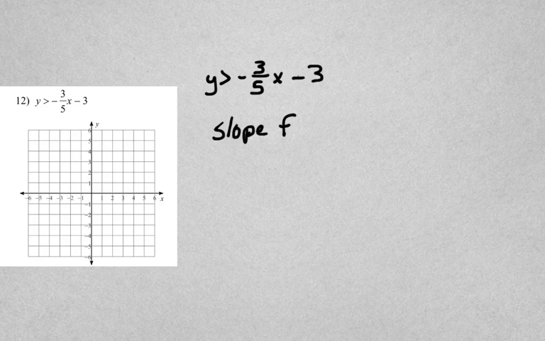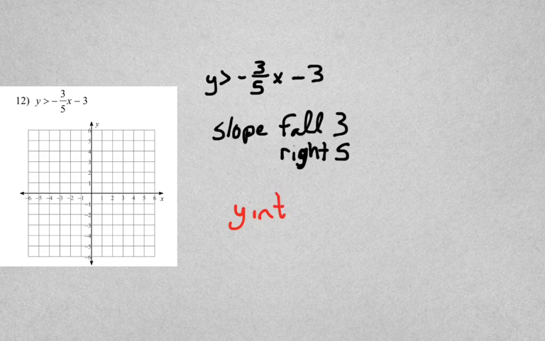Let's do another one. So y is greater than, there's no bar, so that means that we are going to do a dashed line of -3/5 x minus 3. And so my slope is to fall 3 and go right 5. I start off at my y-intercept at 0, -3. So on this one, I fall 3, go right 5.